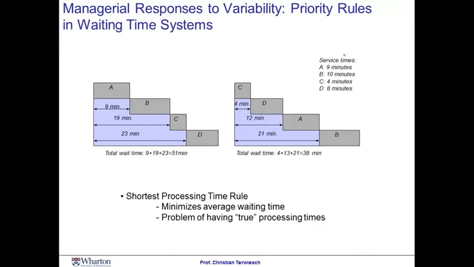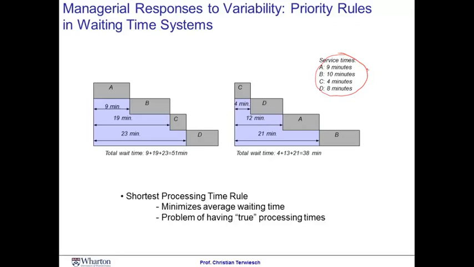One alternative way of sequencing customers is based on the shortest processing time rule. Let me illustrate the shortest processing time rule with the following example. Imagine there are 4 things I have to do: tasks A, B, C, and D. Now you see the processing times for A, B, C, and D over here. It takes me 9 minutes to do A, 10 minutes to do B, 4 minutes to do C, and 8 minutes to do D.